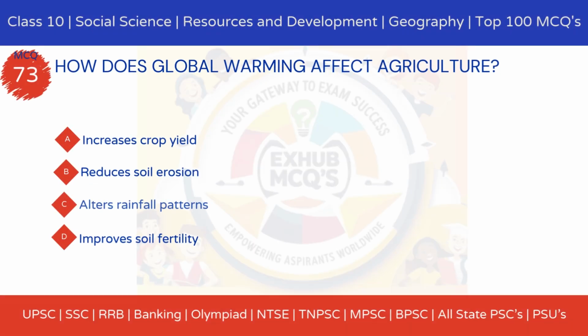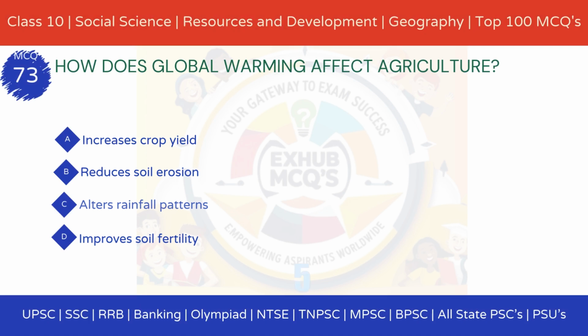MCQ 73. How does global warming affect agriculture? Option A, increases crop yield. Option B, reduces soil erosion. Option C, alters rainfall patterns. Option D, improves soil fertility.